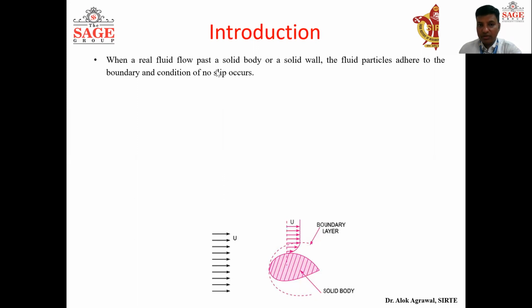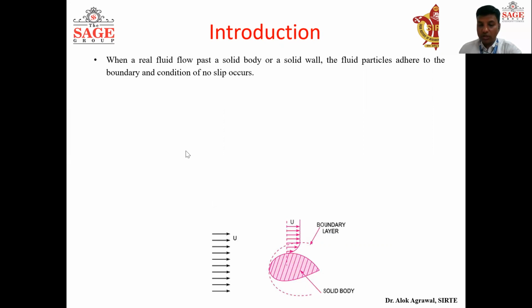So when a real fluid is flowing over a solid body or a solid wall, what will happen? The fluid particles will try to adhere to this solid body. And why is it so? Because of the no slip boundary condition phenomenon. So the fluid passing through the solid body will try to attain the velocity of this solid body. If the solid body is at rest, the fluid will be at rest. And if the solid body is moving with certain velocity, the fluid will attain that velocity.